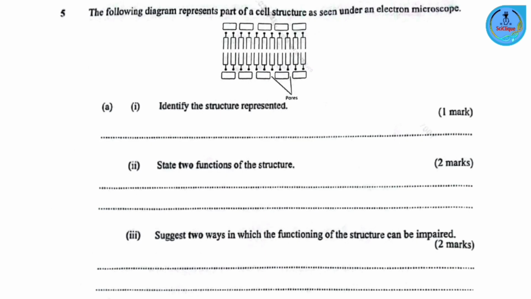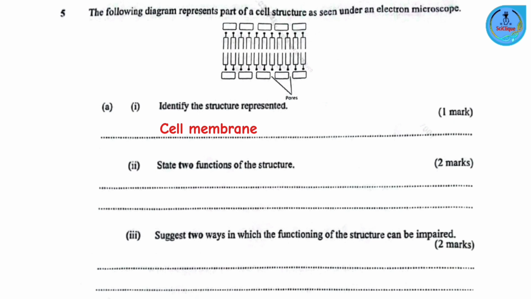Question number 5. The following diagram represents part of a cell structure as seen under an electron microscope. Roman 1. Identify the structure represented. This is the cell membrane. Roman 2. State two functions of the structure.